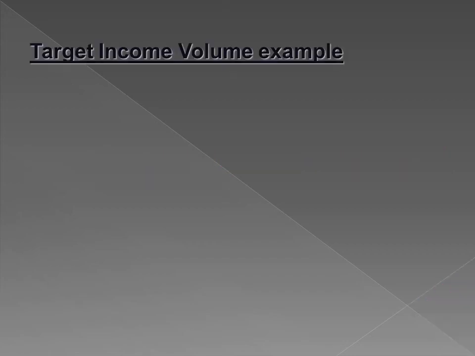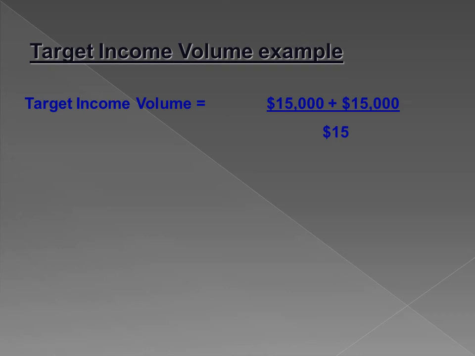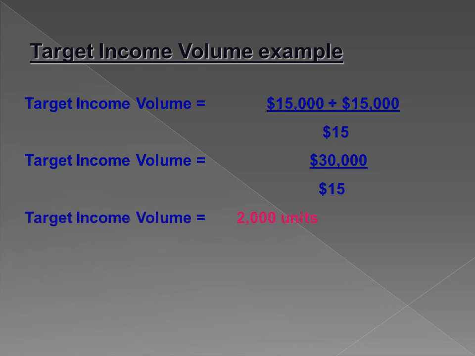Now let's look at this example. So your target income volume, and this is before taxes. So your fixed cost is $15,000. What you want to make is $15,000, and your contribution is $15. So your total is $30,000 divided by 15 gives you that your target income volume in units is 2,000.